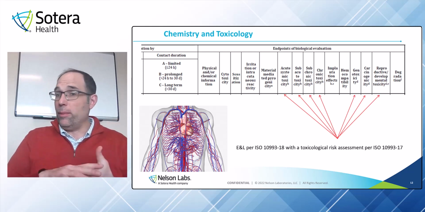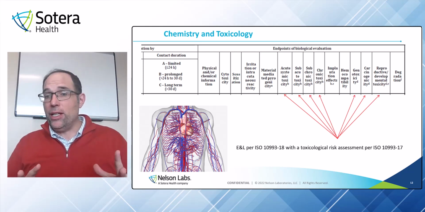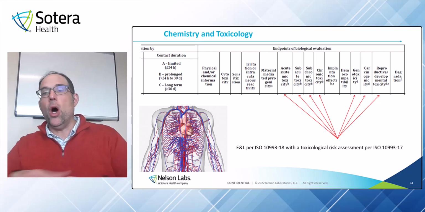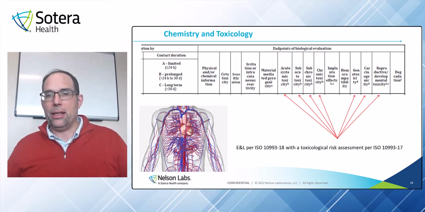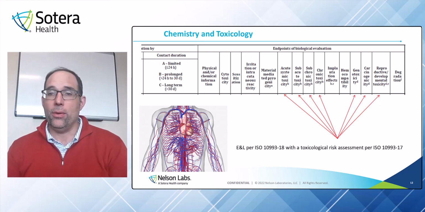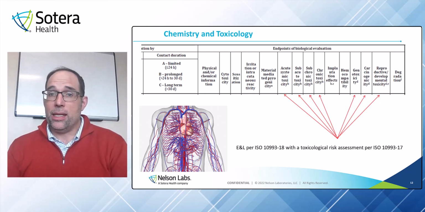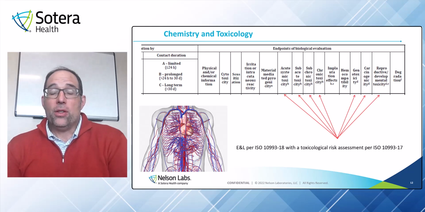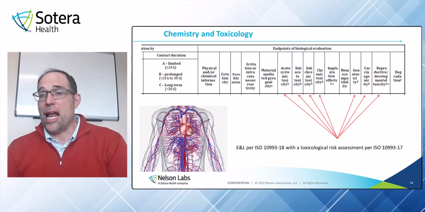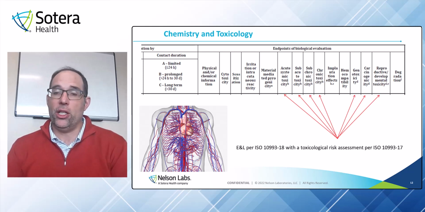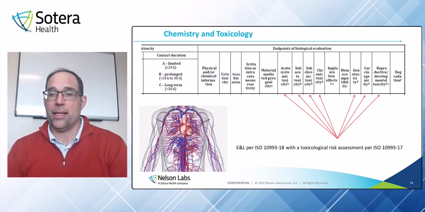So to put it more bluntly, if you do extractables and leachables with a tox risk assessment, you don't have to do all these categories that the arrows are pointing to. The majority of these categories, except for genotoxicity, are animal tests, right? So we can get away from doing animal testing by doing good extractable leachable testing and toxicological risk assessments.